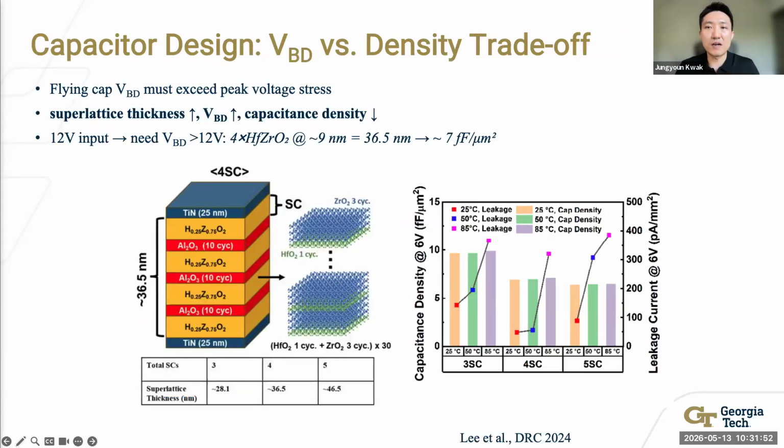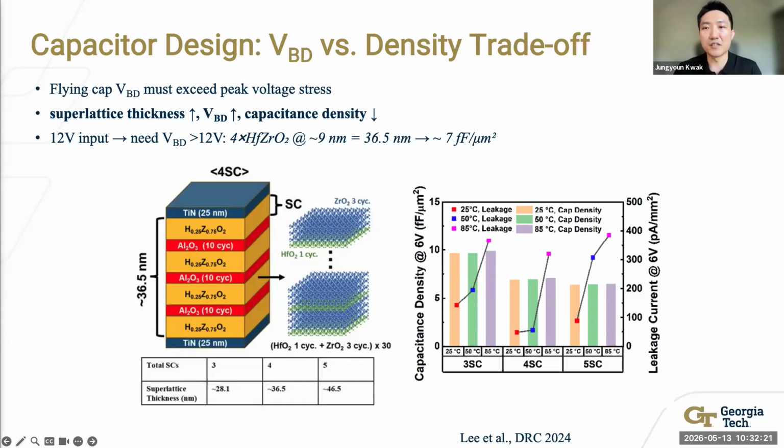The key lesson from our prior work in 2024 VLSI is that breakdown voltage and capacitor density are inversely related. As the thickness of the superlattice dielectric changes, you cannot get both high density and high breakdown voltage at the same time. This is the main limitation of the prior superlattice capacitor and is the direct motivation for the hybrid topology.